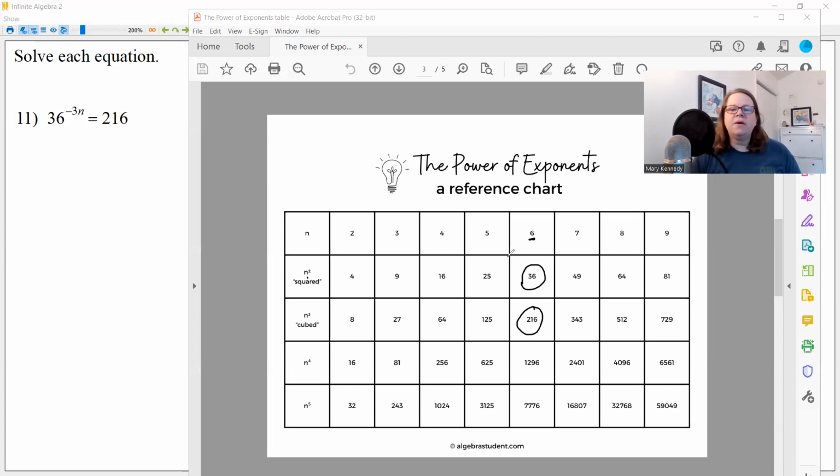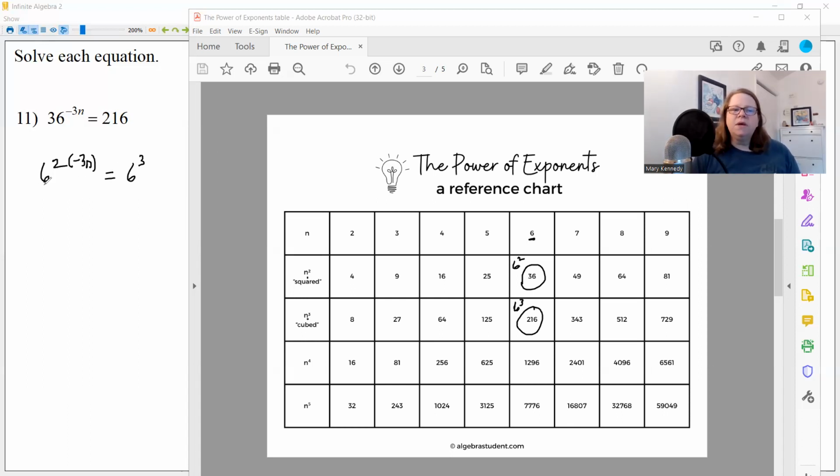6 squared is 36, and 6 cubed, or to the third power, is 216. That just means 6 times 6 times 6 is 216. And that is what I can use. So I'm going to rewrite 36 as 6 squared, but it's already to the negative 3n power, so I need to keep that up there. And then 216 is the same as 6 cubed, so I'm going to rewrite that as 6 cubed.